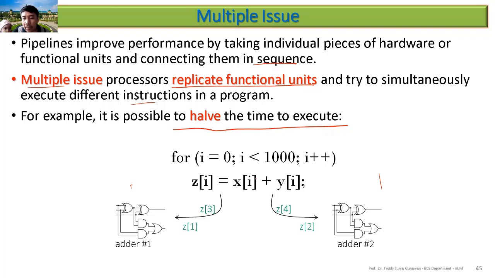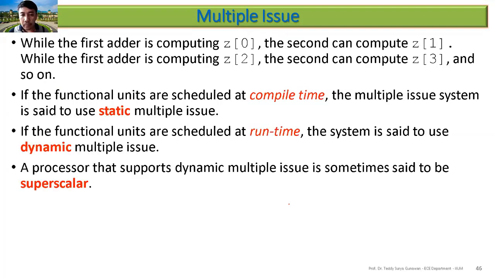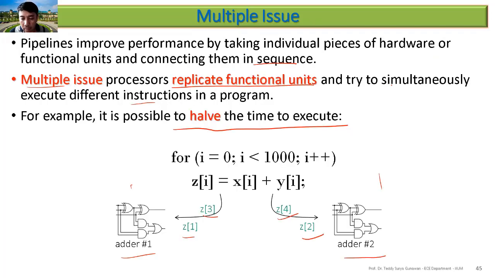Instead of doing pipelining, what will happen here? We do some addition here and another addition. So while this one is taking Z1, this one is taking Z2, this one Z3, this one Z4, and so on. So at the end it will be faster by 2 times. While the first adder is computing Z0, Z1, the other computes Z2 and Z3. I think this one should not be 1, it is 2 and 3. I will modify it later.